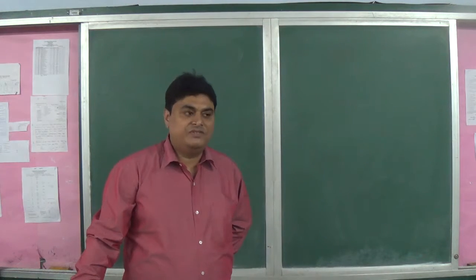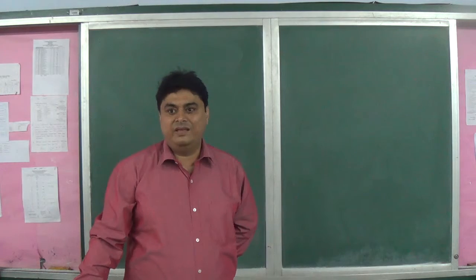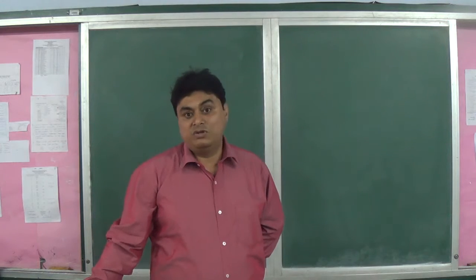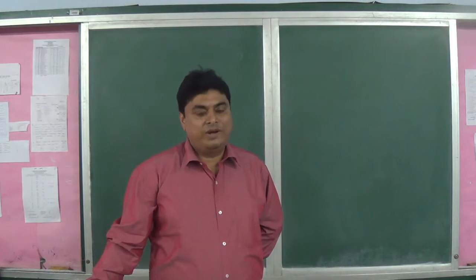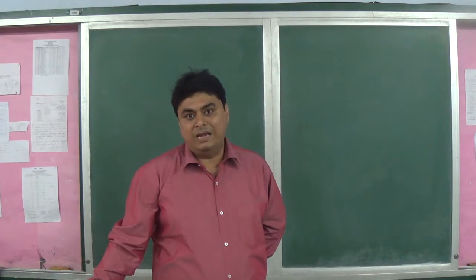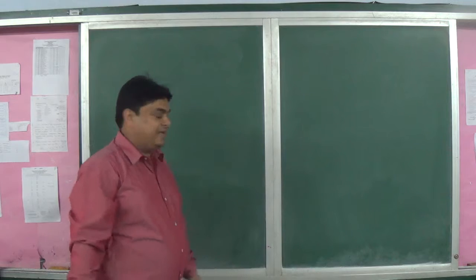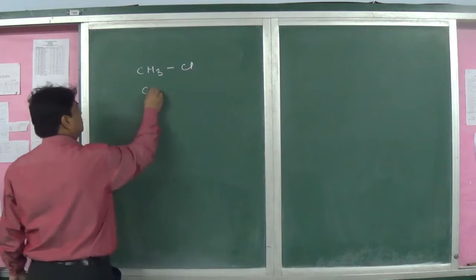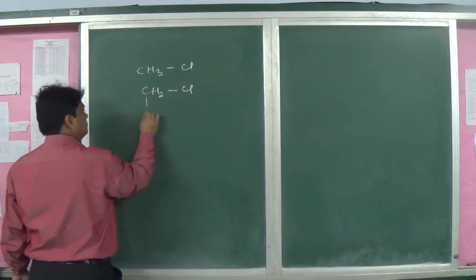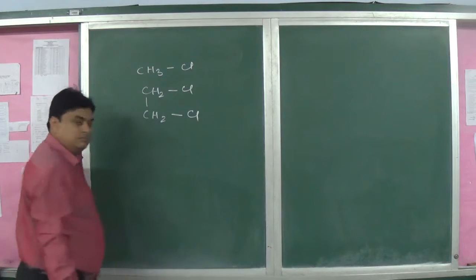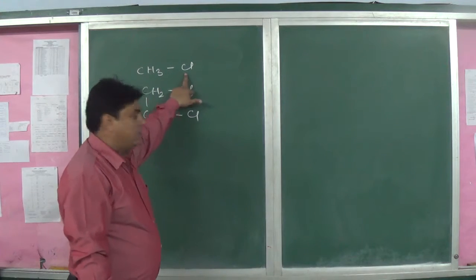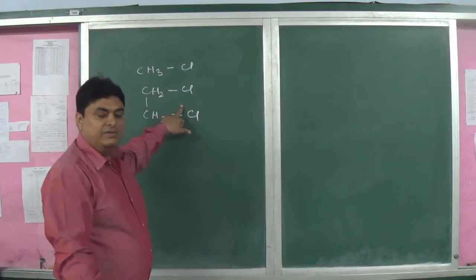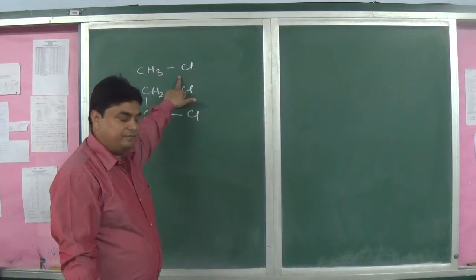The first thing is that we may classify different haloalkanes and haloarenes on the basis of the number of halogen atoms present. If it is only one halogen atom, then we say it's a monosubstituted halogen product. For two halogen atoms in the same compound, it is a dihalo product, and so on. Let us take an example. Methyl chloride and dichloromethane: we will say dichloromethane is a dihalo derivative and this is a monohalo derivative.